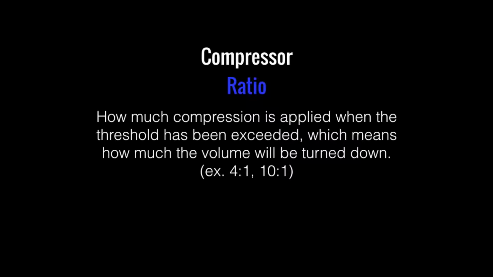And then you have the compressor ratio. The ratio is pretty much how much compression is applied when the threshold has been exceeded, which means how much the volume will be turned down for that audio track. And if you look underneath this little paragraph over here, this is how the ratio is illustrated. So you're going to get a 4:1, 10:1, 2:1, etc. In just a couple minutes, I'll show you a quick basic demo of how a compressor works so you can understand ratio on the compressor.